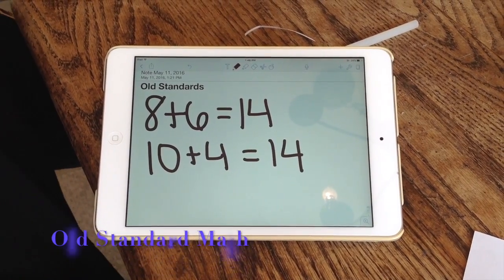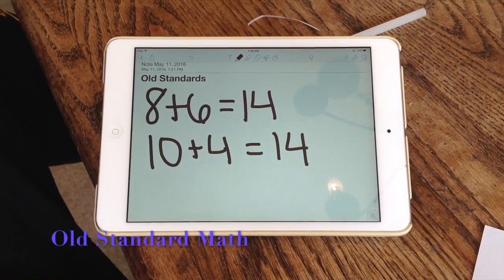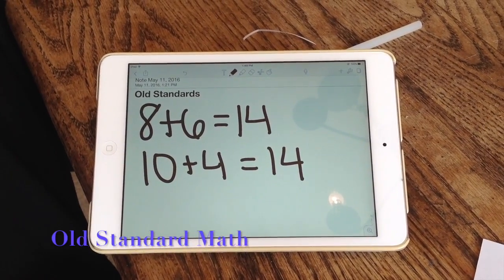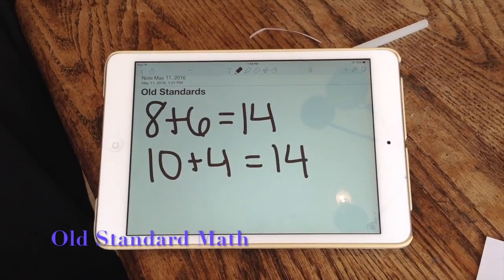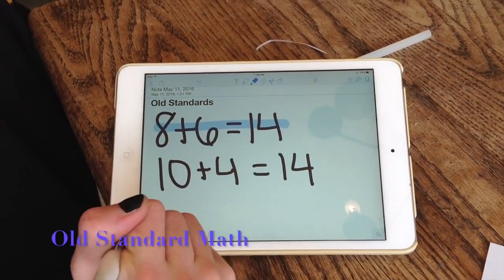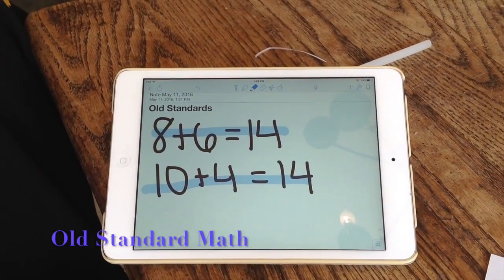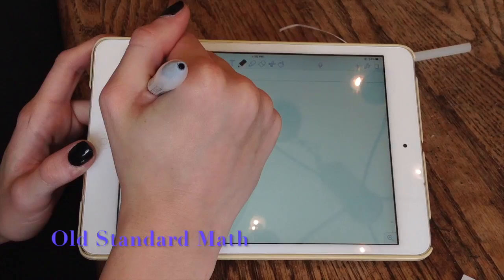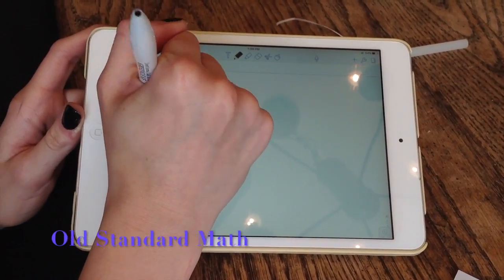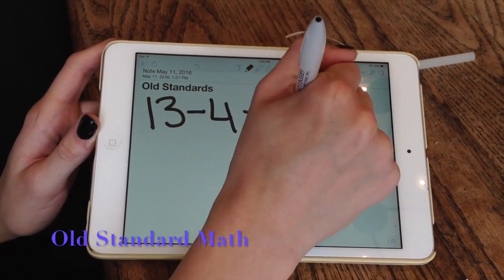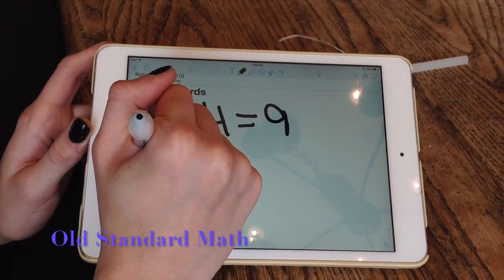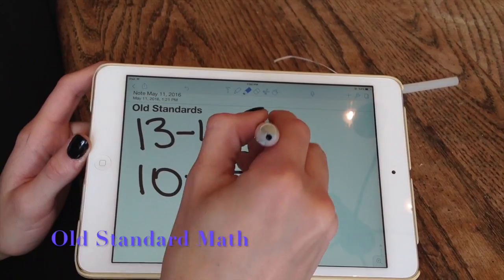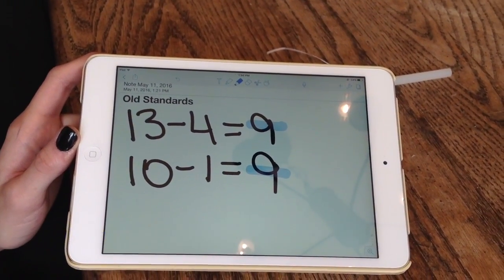The old standards were less complicated because there were fewer steps used when doing addition and subtraction. The students were taught the equations separately as opposed to all in one formula. For example, 8 plus 6 equals 14, as well as 10 plus 4 equals 14. Although they have the same solution, the students were taught the equations separately. Another example, 13 minus 4 equals 9, as well as 10 minus 1 equals 9. Once again, they both have the same solution, but each of these equations was taught separately.